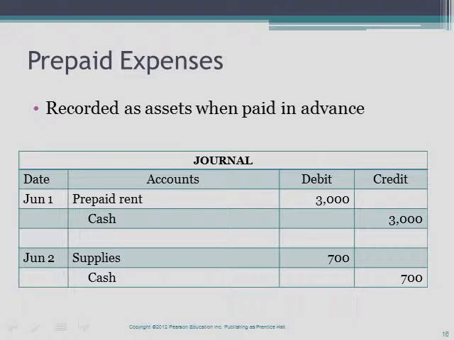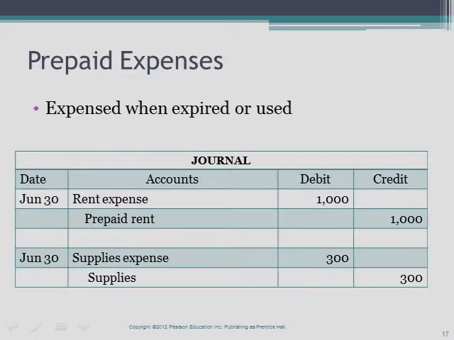So, for example, let's say a company paid for 3 months' rent in advance, $1,000 a month. Then on June 2nd, it purchased $700 of supplies. At the time of these purchases, assets were recorded. So when we paid the rent, $1,000 per month, we paid it up for 3 months ahead. We debited prepaid rent because it's an asset, a prepaid account, and we credited cash. When we bought the supplies, we debited the supplies account, an asset account, and credited cash because we spent cash.